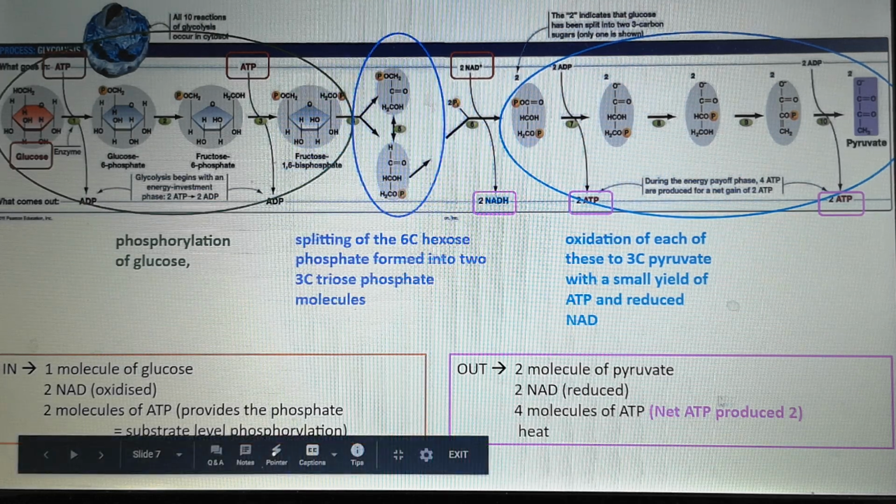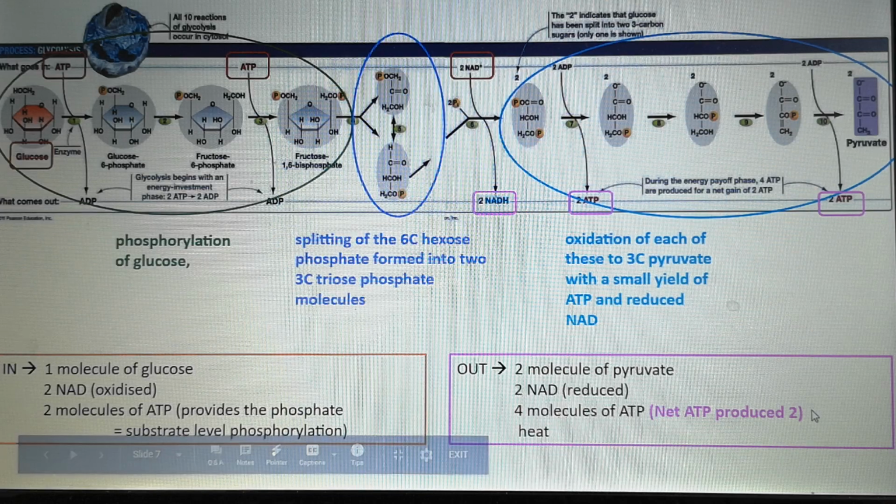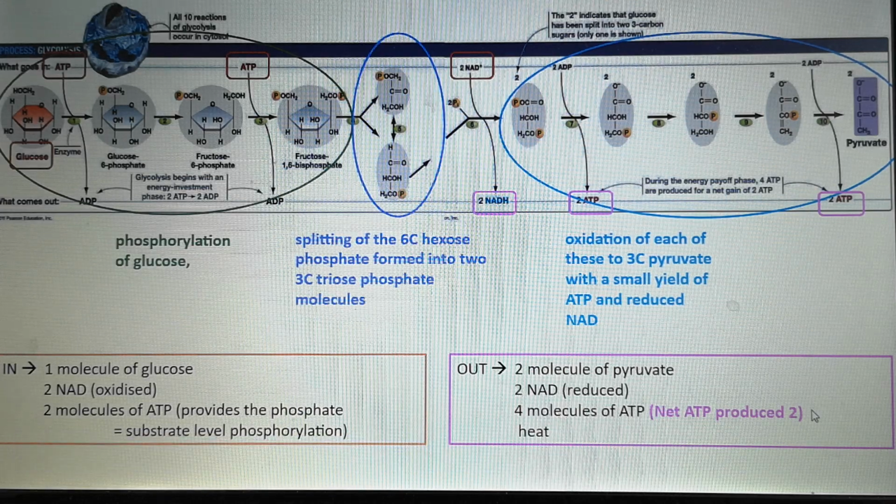This is quite important. We look at the net production here. Because we've put 2 in at the beginning, although we've produced 4, we've actually only got a net production of 2 because we've put 2 in at the beginning. It's kind of like net profit and gross profit.